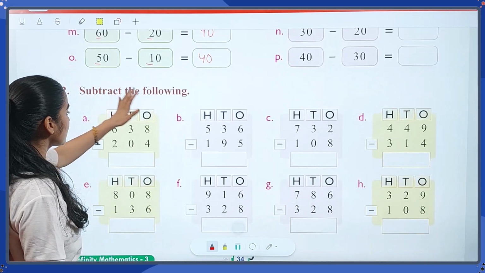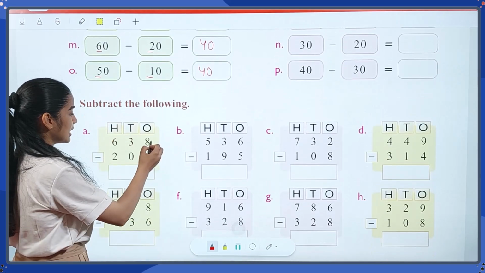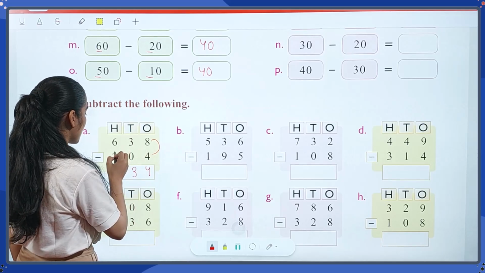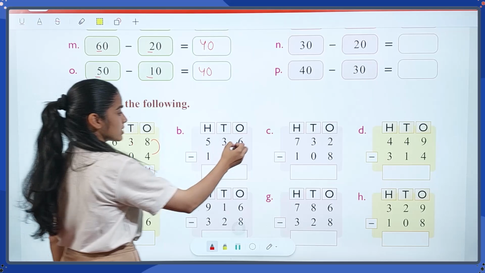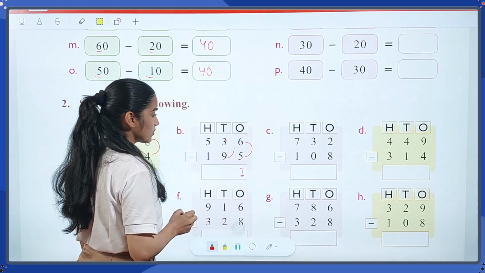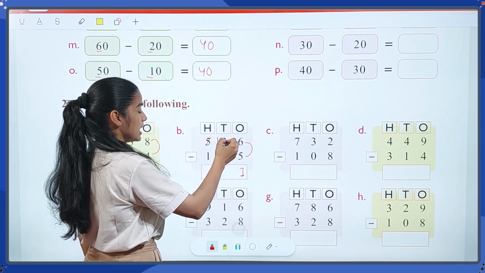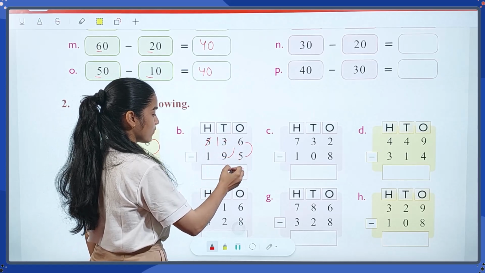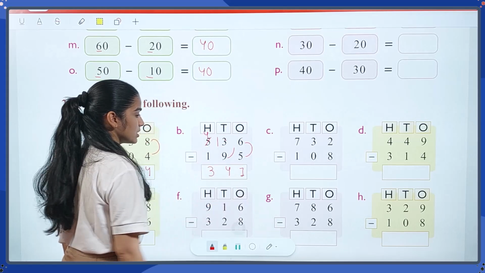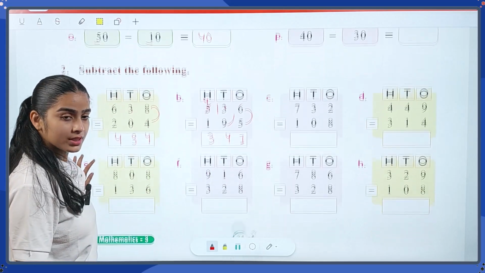Now subtract the following. So how can you subtract? 8 minus 4 is 4. 3 minus 0 is 3. 6 minus 2 is 4. 6 minus 5 is 1. 3 minus 9, it's not possible. So what you have to do is take a carry. 13 minus 9 is 4, and 4 minus 1 is 3. So these are your answers. You have to solve in the same way.